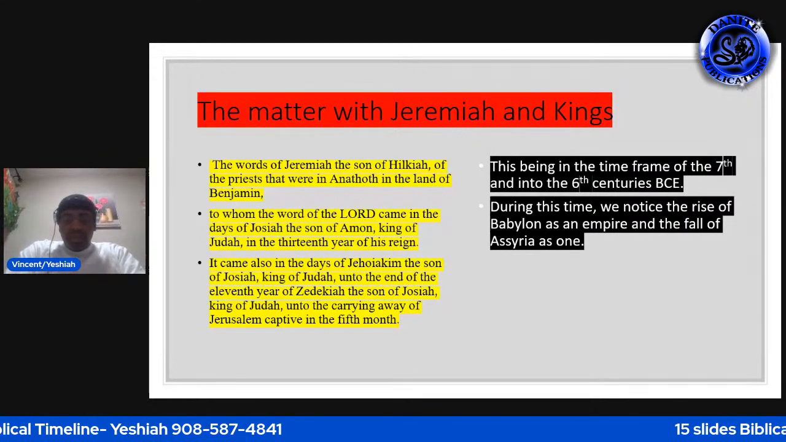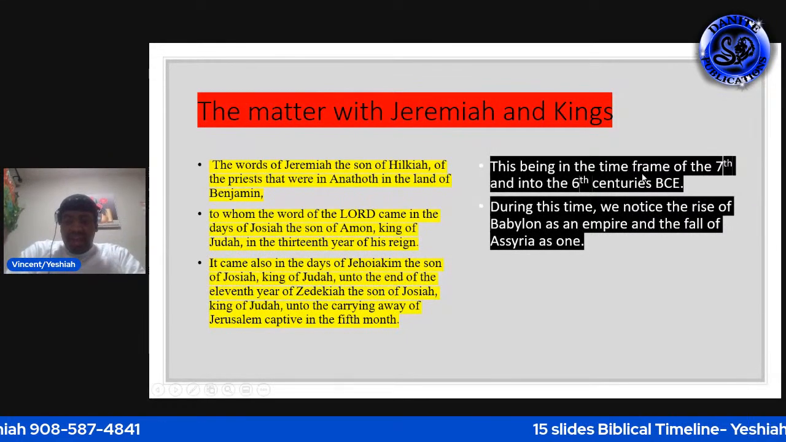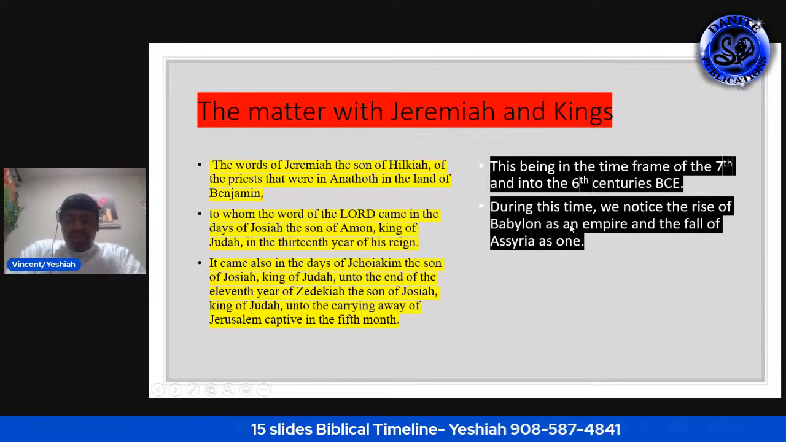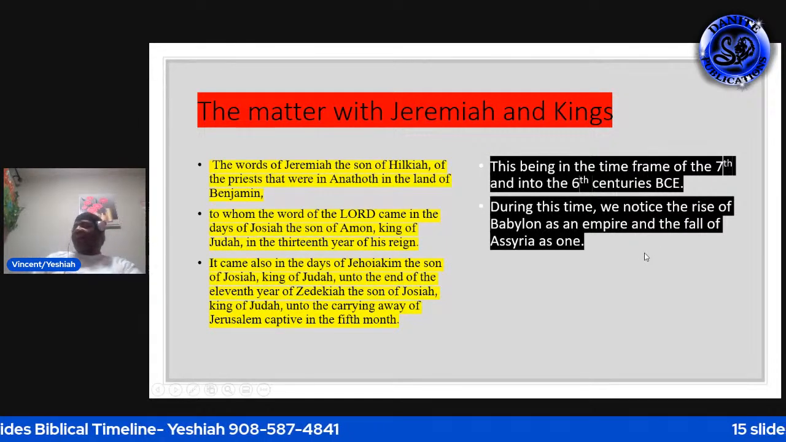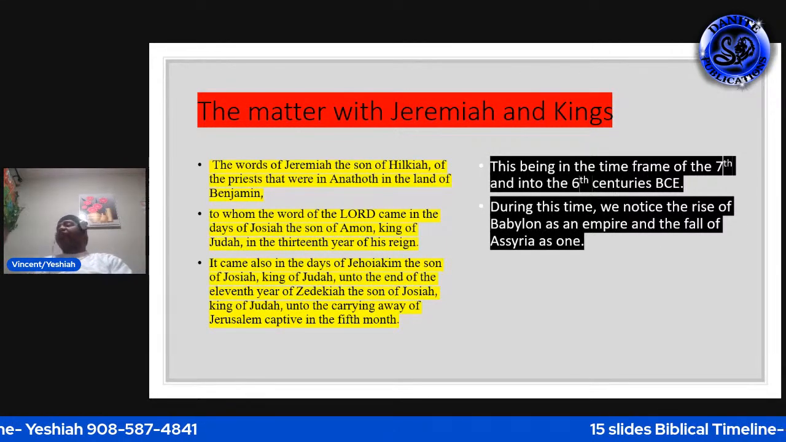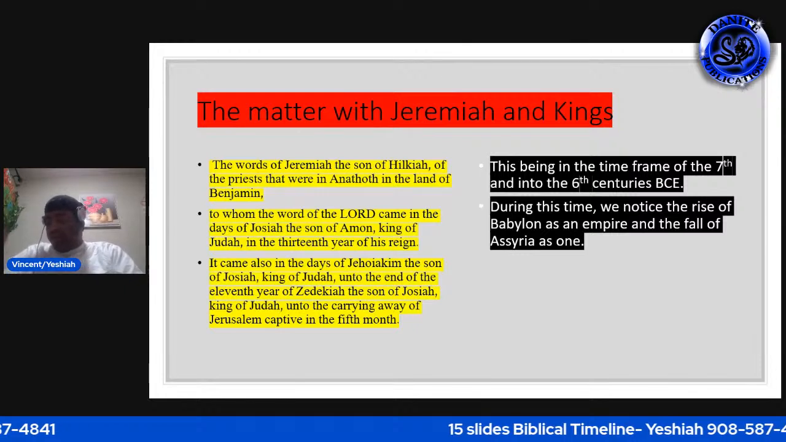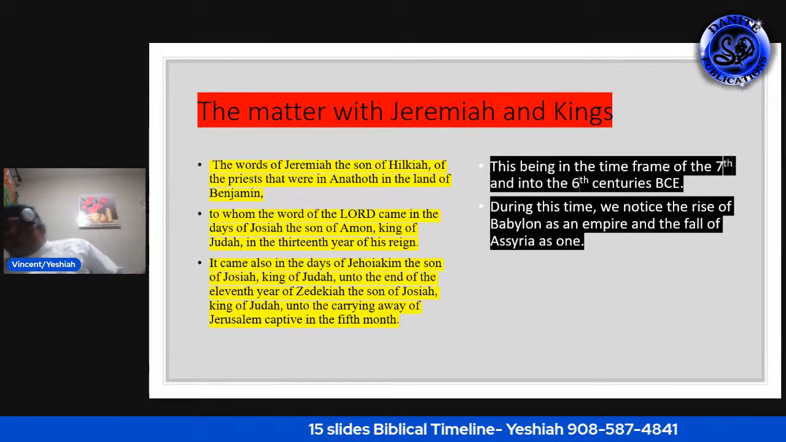Then it goes on to say, this being in the time frame of the 7th into the 6th century BCE. During this time, we notice the rise of Babylon as an empire and the fall of Assyria. Babylon and Assyria had issues one with another, for those who are familiar with that particular history.